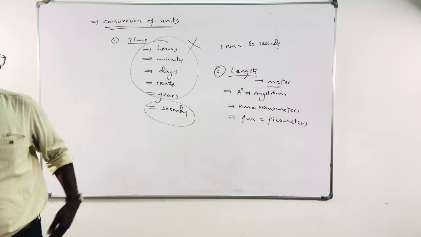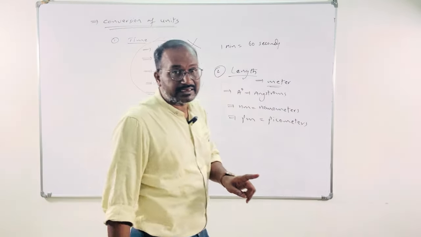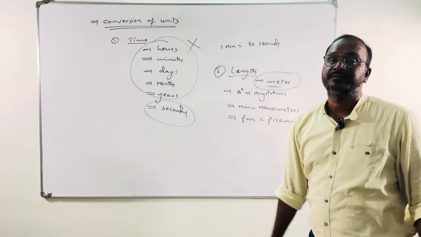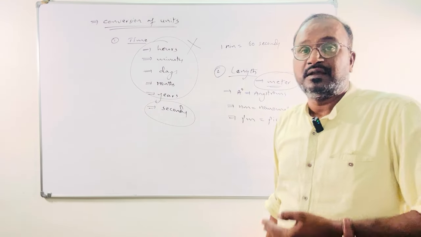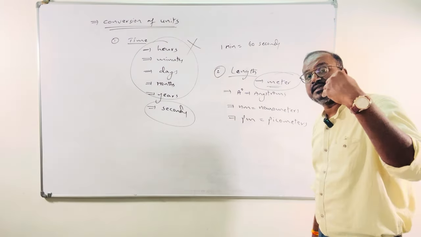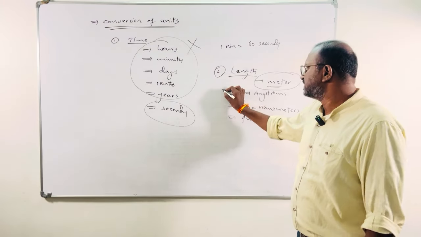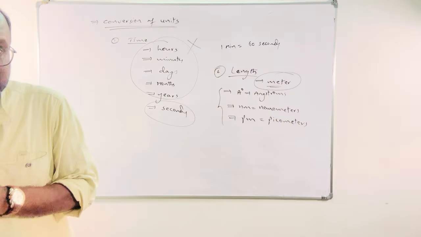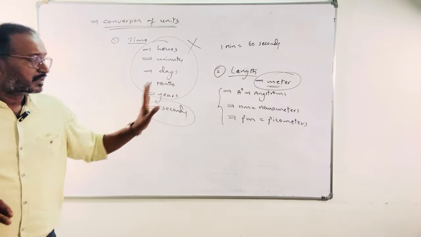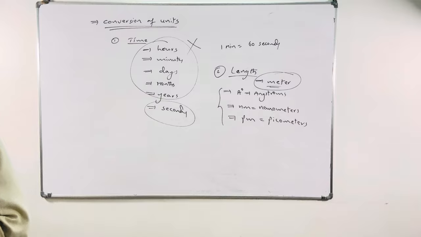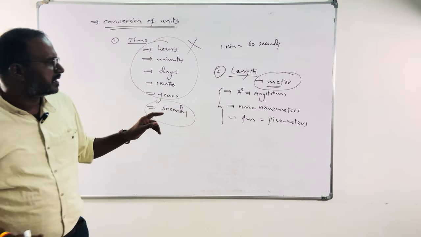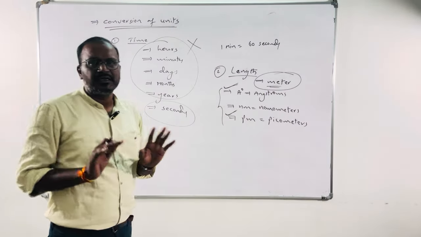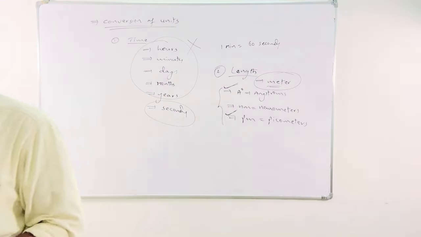Whenever he has given these units, don't use them directly. We have to convert that into meters, whether it is given in angstroms, nanometers, or picometers. Mostly they will use these three. In any question regarding size or length, there will be angstroms, nanometers, picometers. Mostly picometers and angstroms are most important. Of course, nanometers are also important, but most probably these two will be there.